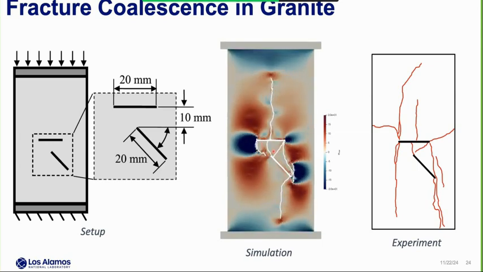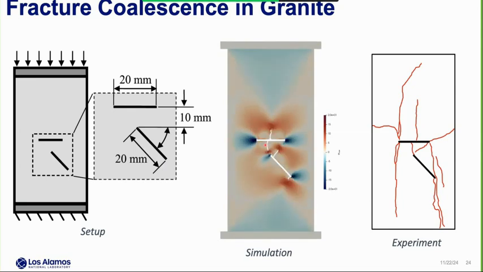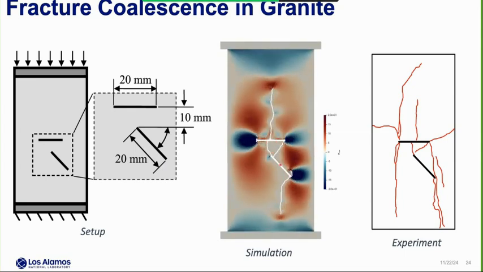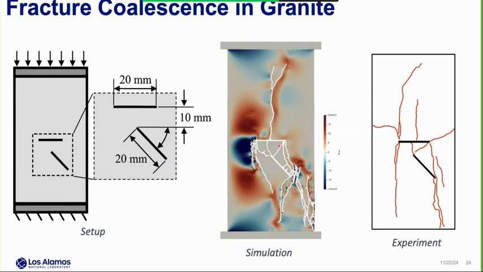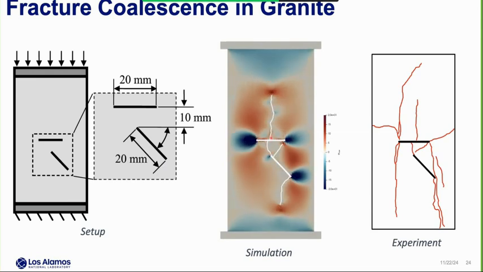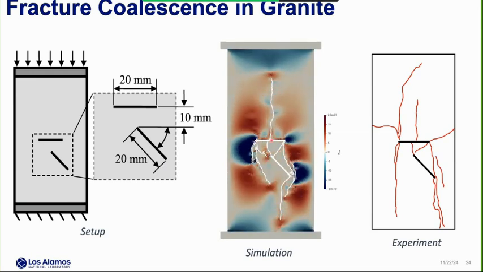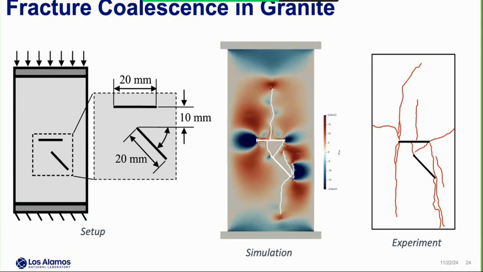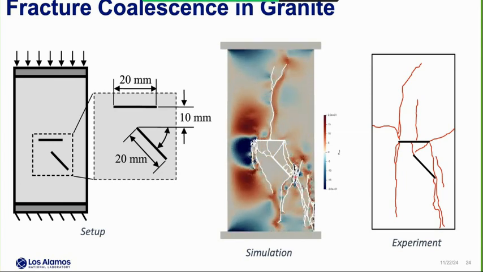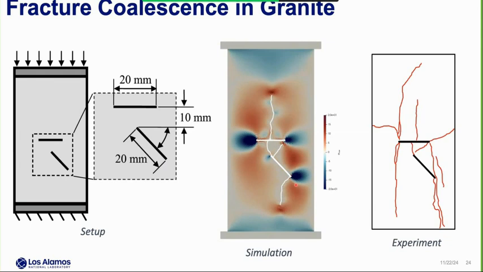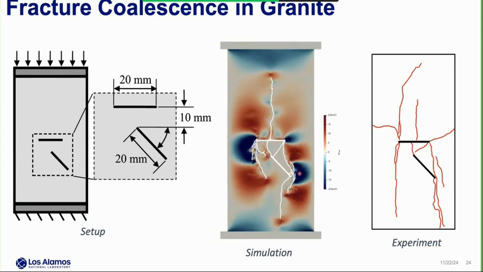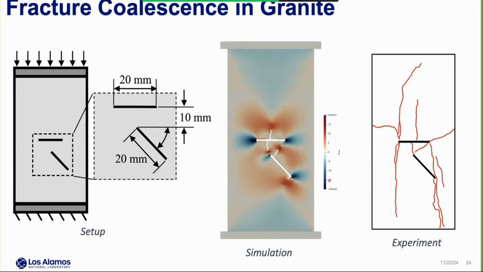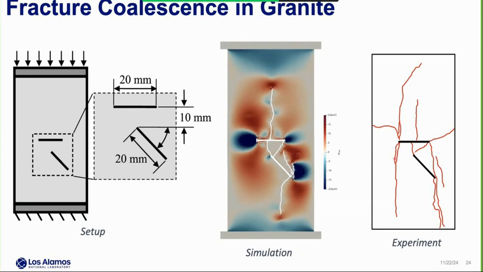Basically, in both cases, we got a V shape of fracture in the middle of those two flaws, and we also got a vertical fracture which starts at the middle of the horizontal flaw, and at the tip of those flaws we got a certain amount of fracture, and we can see all of those features in the experimental results as well.